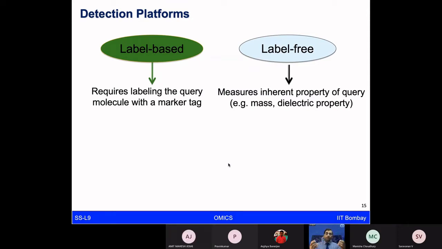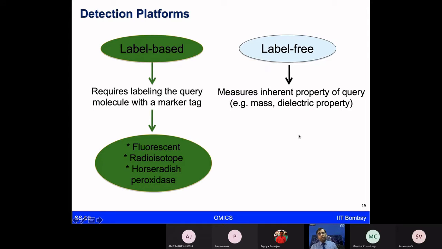Like, when two molecules are going to get associated, there will be a change in the mass. There will be a change in the dielectric property. Can we use those properties and try to measure the signal just in the native condition rather than modifying them chemically by using the fluorescent tags? Label-based methods are very popular because of the kind of instrumentation required and the signals are very strong. Fluorescent methods, radioisotopes, horseradish peroxidase, some of these are the ways to do label-based detection.